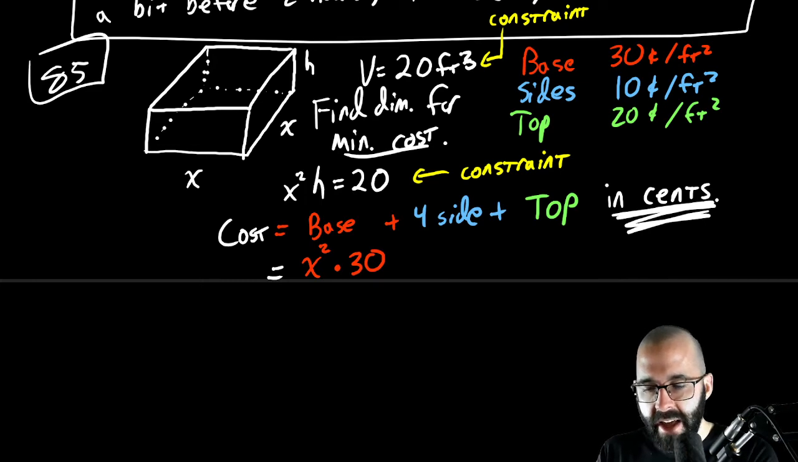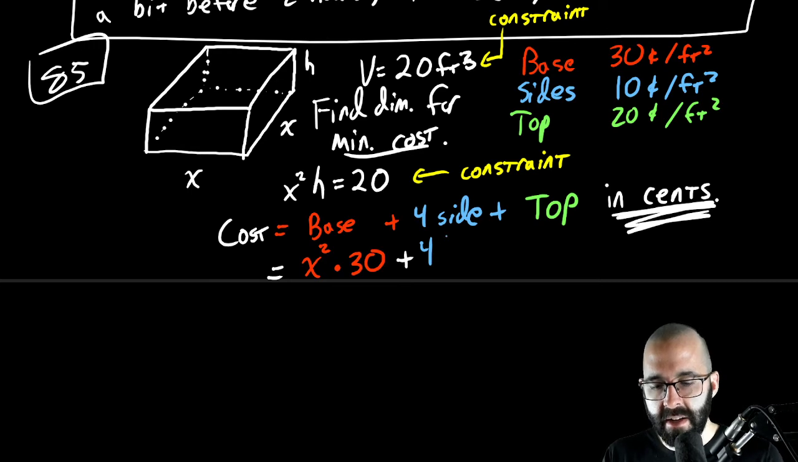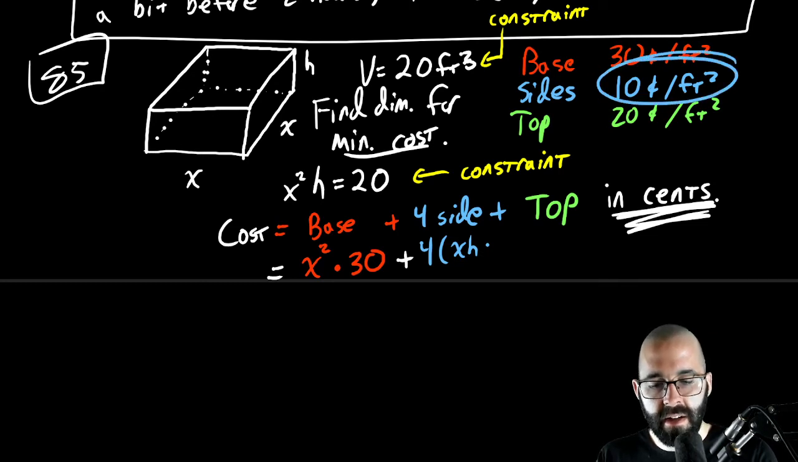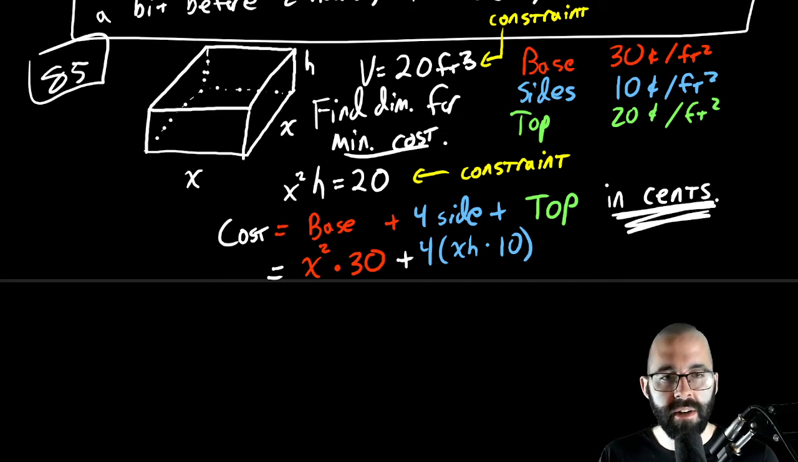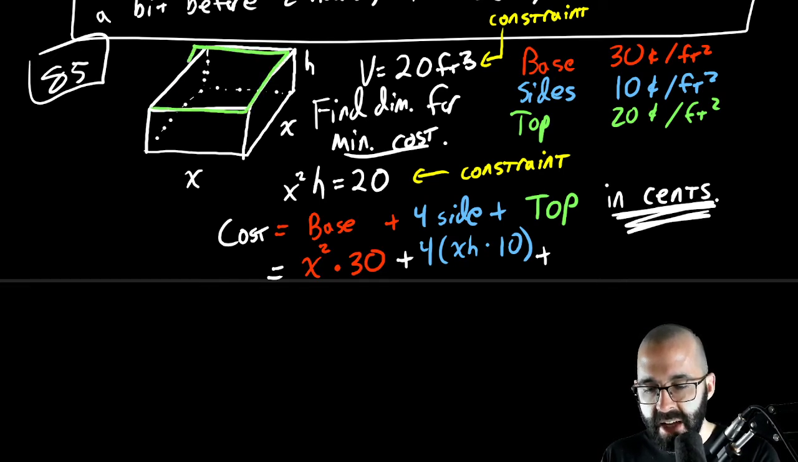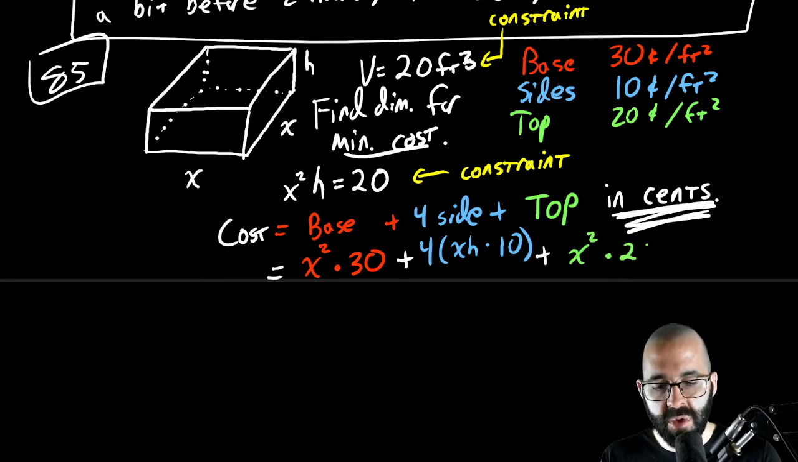So now we're going to add to that 4 times the cost of a side. Every single side is a base of x and a height of h. It's going to be x times h is the area of the side, and it costs 10 cents per every square foot. Plus the cost of the top. Well, the area of the top is x times x, it's again x squared, times the cost of the top, which is 20 cents per square foot.